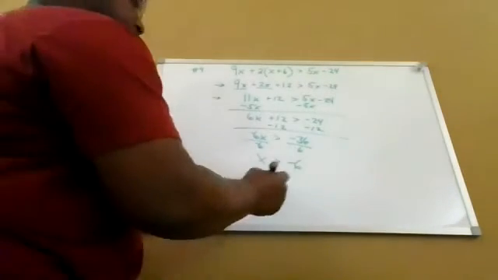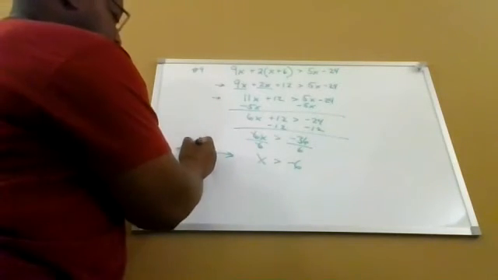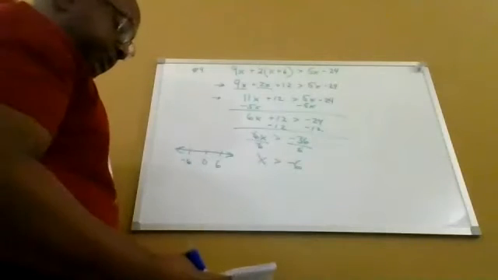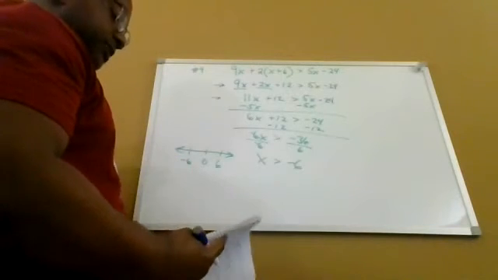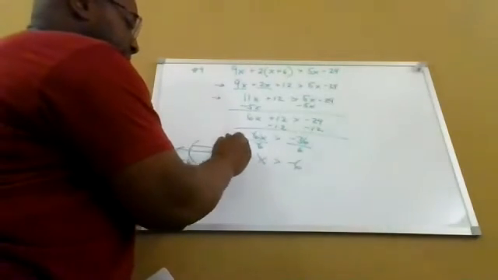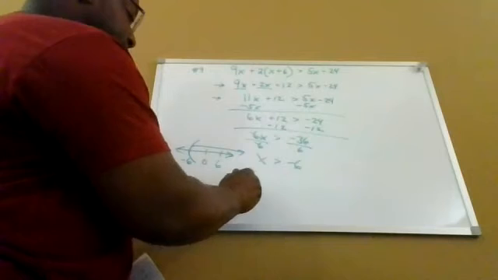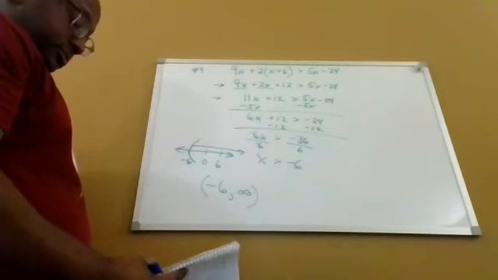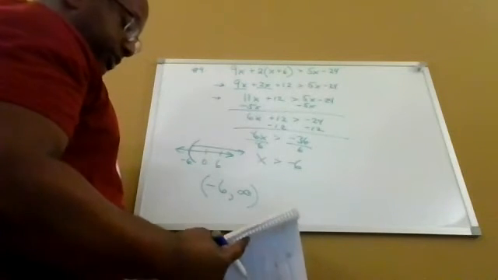Now on a number line, this is what it looks like. Since it's just greater than, then I'm going to have my left parenthesis at the point x equals negative 6. And then draw my arrow to the right. And then for interval notation is going to be this. Okay, so that's it for number 9. Moving on to problem number 10.